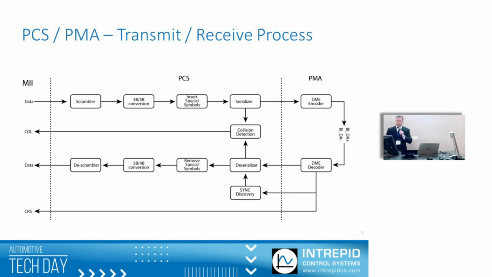Then the special symbols are inserted inside the PHY. And you get a serializer, then a DME encoder. Data goes out on the network, and on the receiving side, it's pretty simple as well: deserializer, remove the symbols, do the 5B to 4B conversion, descramble, and the data comes back. What is different about 10BASE-T1S is that because it's a bus network, it's possible that the MAC attached to this wants to transmit something, like the node wants to transmit, but the bus is not available because someone else is transmitting.